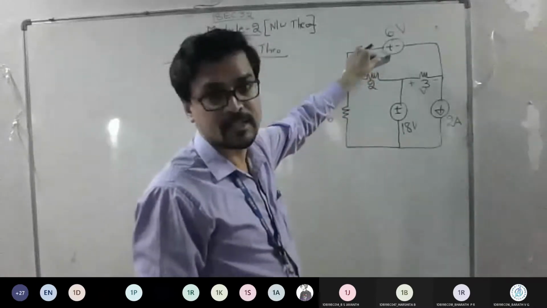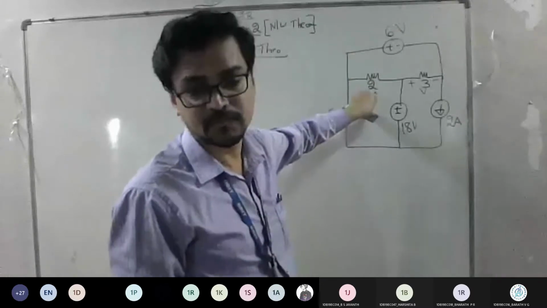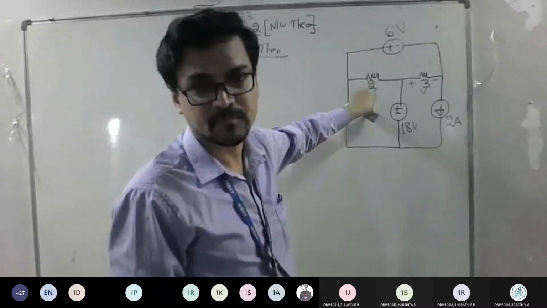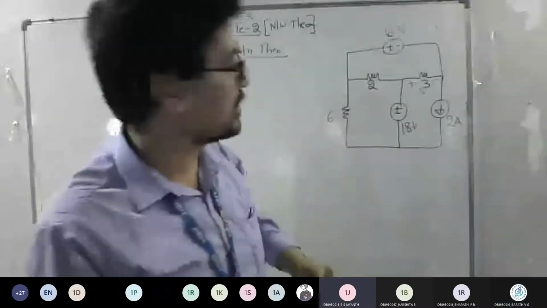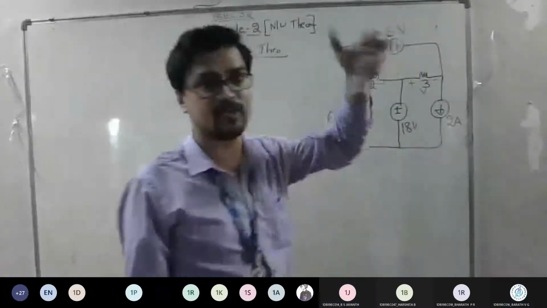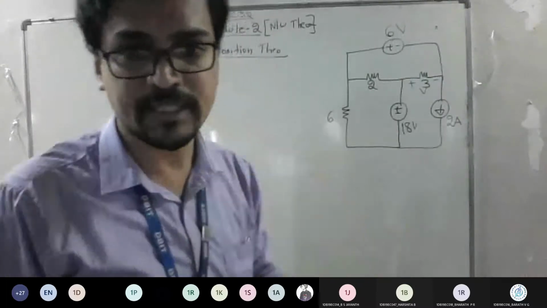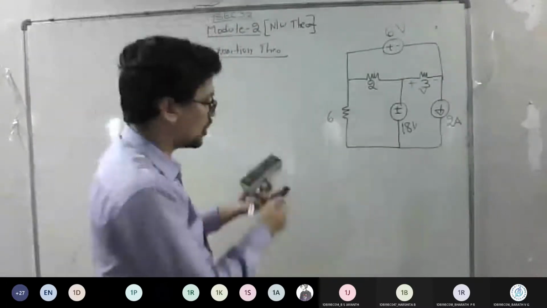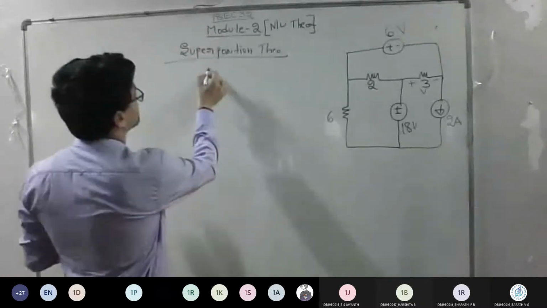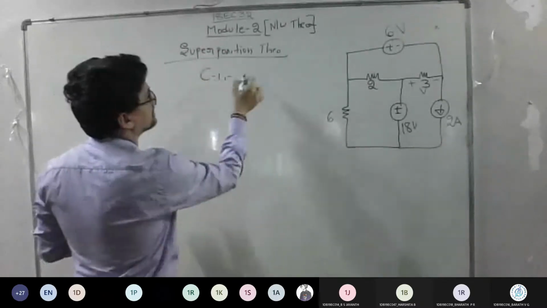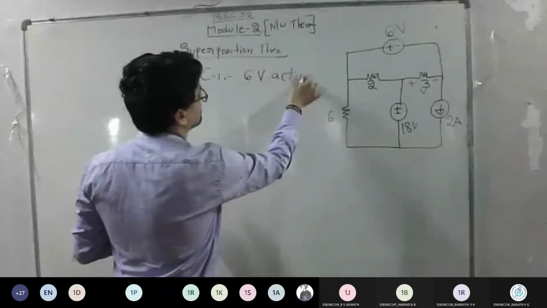If you take case 1, 6 volt as active, then what will happen for 18 volt? Deactive, shorted. Either you can take this as case 1 or that as case 1, it is left to you. Ultimately, I need to apply all 3 cases for all the independent sources. So let me go with case 1 now. You need to write it like this: Case 1, 6 volt is active.